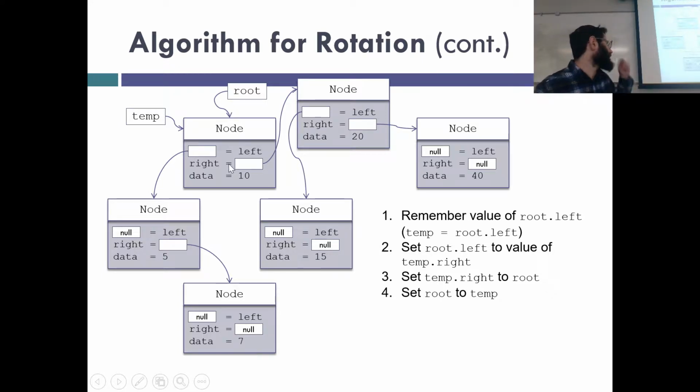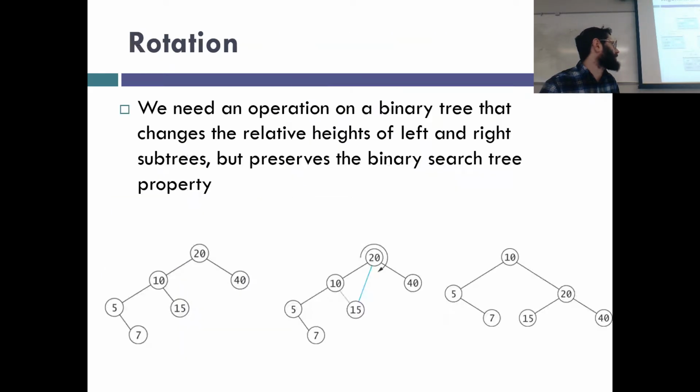What's very interesting about this operation is that the binary search tree state didn't change. We don't have to reorder anything else. Everything is still in binary search tree order. After doing this, all the stuff that's less than 10 is to the left of 10, and all the stuff greater is to the right.